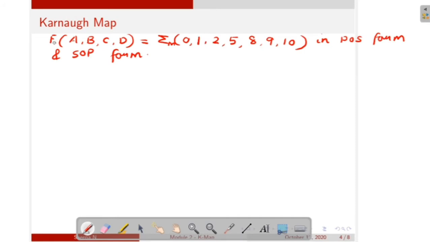Consider another example. F of ABCD is equal to sigma m of 0, 1, 2, 5, 8, 9, 10, in POS form and SOP form. Okay, so first we simplify the expression in SOP form. So this is a 4 variable Boolean function, so we have to draw a 4 variable K-map.